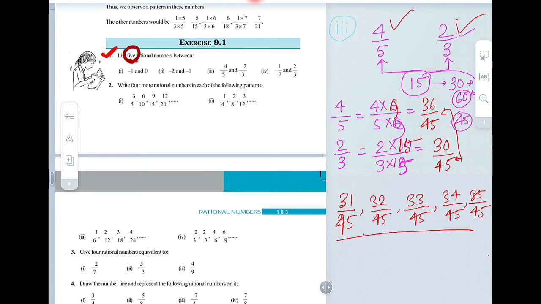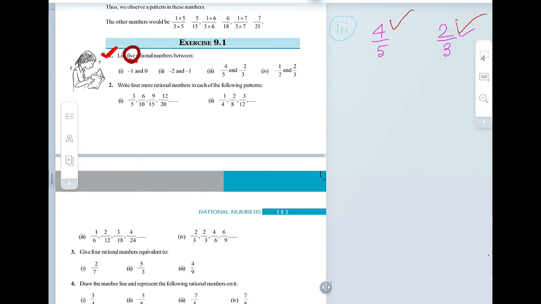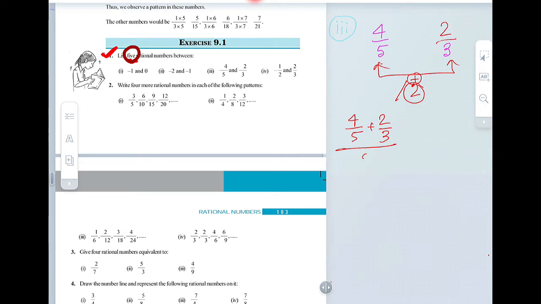So this may be one procedure of doing this. I will show you another procedure. The other procedure is to just add these two numbers and divide by 2. Addition and divided by 2. Let's do one of them. 4 by 5 plus 2 by 3 divided by 2. So you will get such a number which will be exactly in between these two numbers.